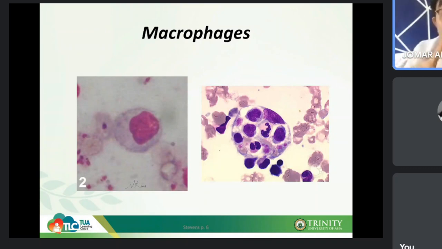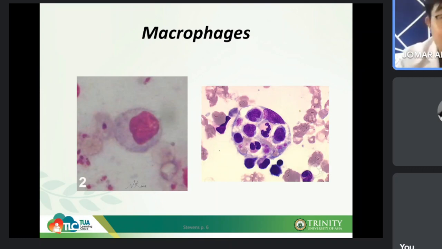Your macrophages, together with your dendritic cells, collectively we call your antigen presenting cells. That's why there is a feature of macrophages and dendritic cells that bridges the innate and the adaptive immune system.